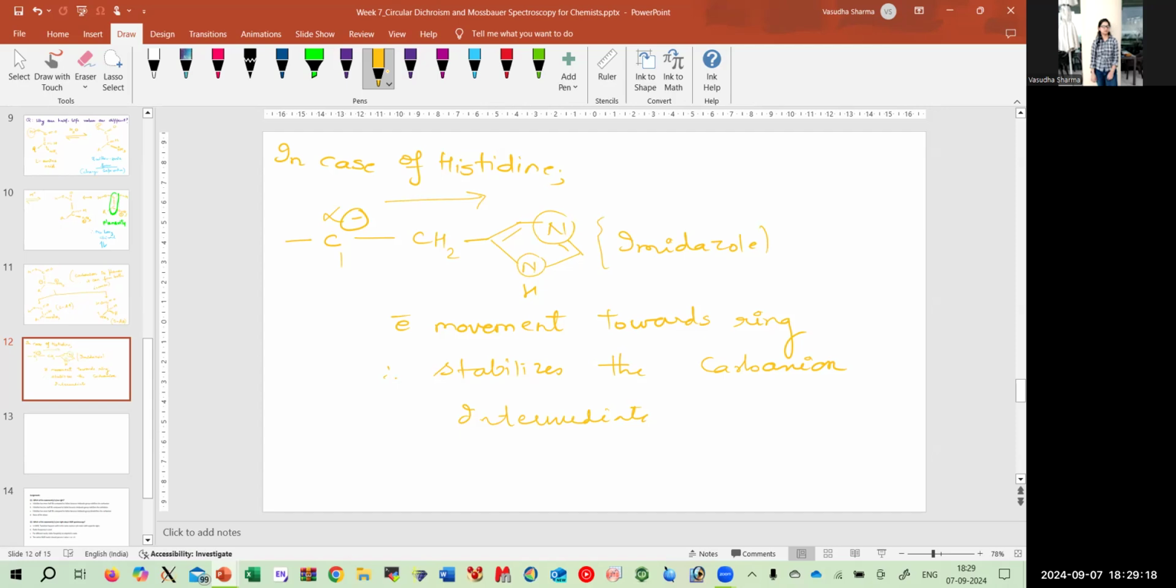Once it is stabilized, when something is getting stabilized, that means its lifetime as a carbanion is increasing. The time for it to stay as a carbanion would be increasing. So there would be a high rate of racemization, and where racemization is there, the half-life, the time that it needs to convert from L to D, would be very less. It would be so fast that it does not stay for a very long time in its original form. That's why in case of histidine, it goes very fast.